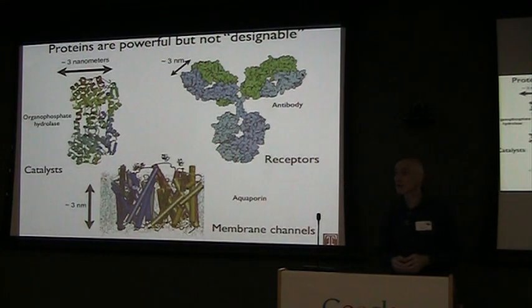Yes? Is there some significance to the color coding? There's a heavy chain and a light chain. But what's in here are little round atoms. And this is a cartoon. And the colors, I think, just represent the light chain and the heavy chain of the antibody.